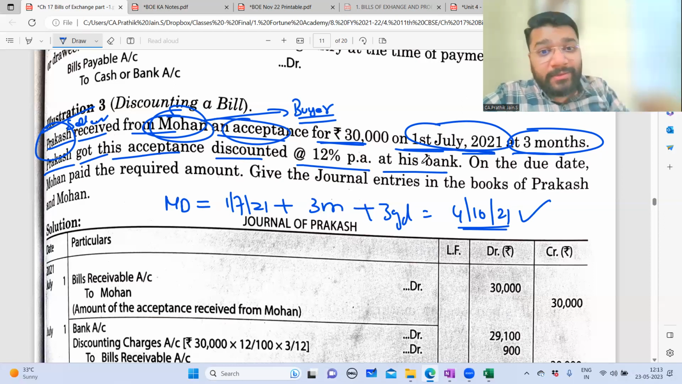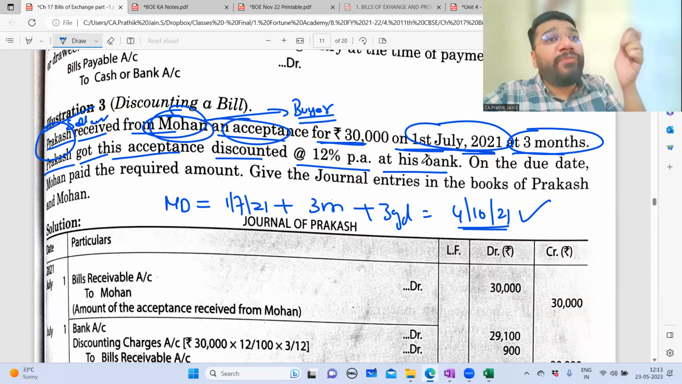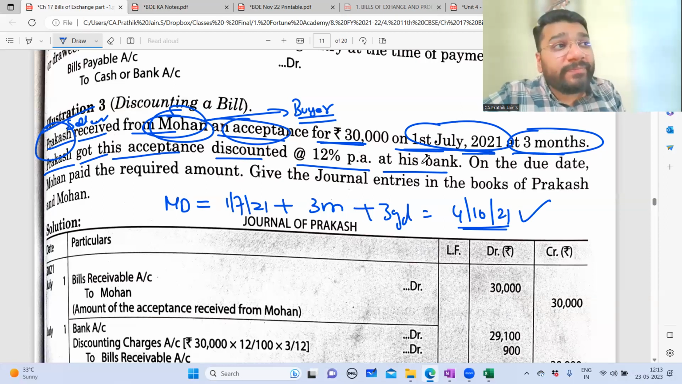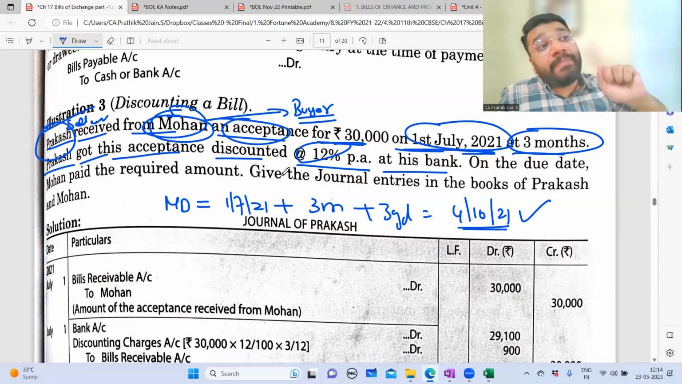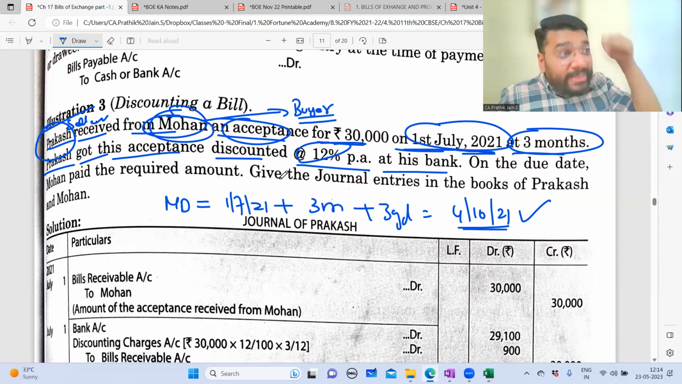So who's the holder of the bill here? Banker. So for this service, how much interest is the banker charging? 12% per annum. 12% is per annum. Per annum means what? 12 months. But here we are going to take the money from the banker for how many months?